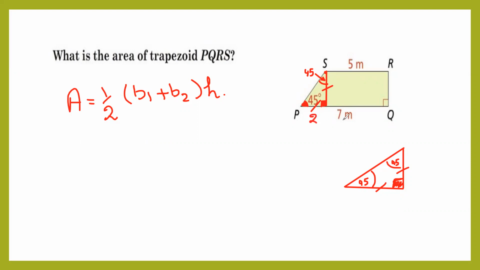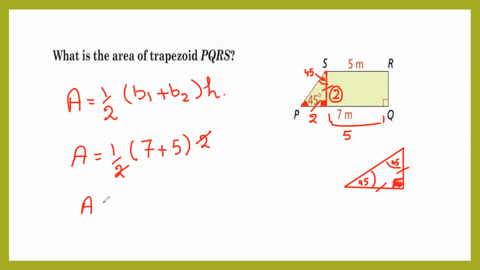So here it is 2, and the rest here is 5. So the height in this case is also 2. So A, which is half, B1 is 7, B2 is 5, times the height, which is 2. I can cross these together. So the answer is 12 meters squared. And that's it.